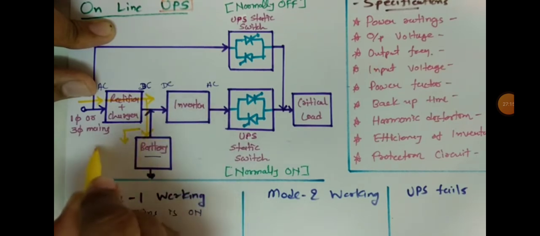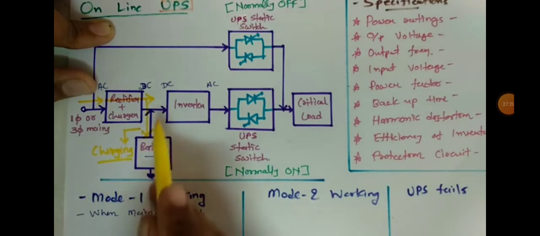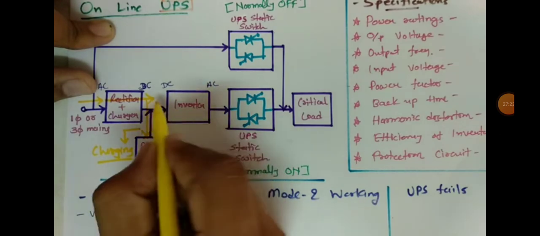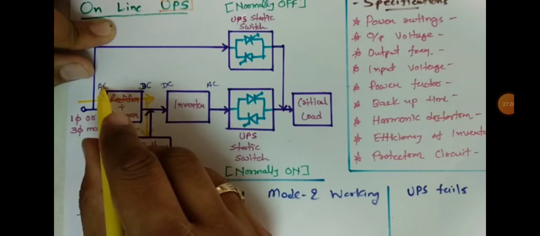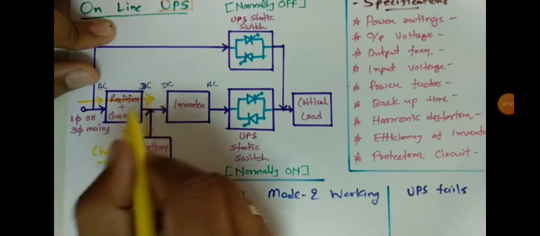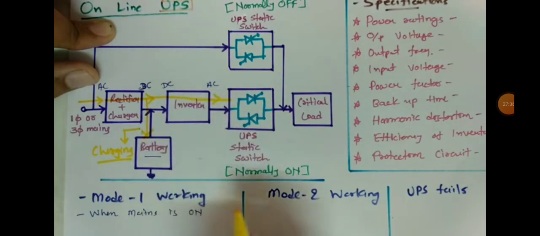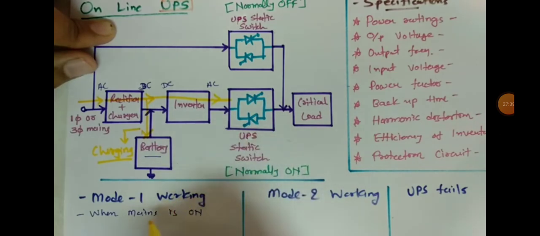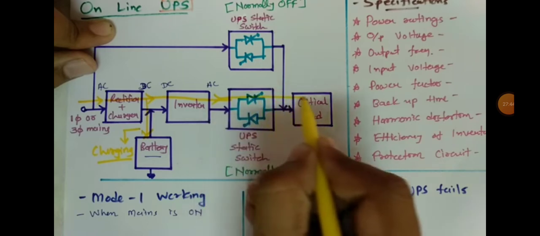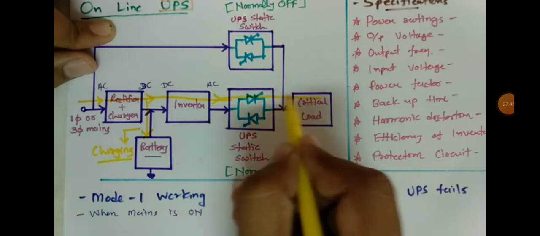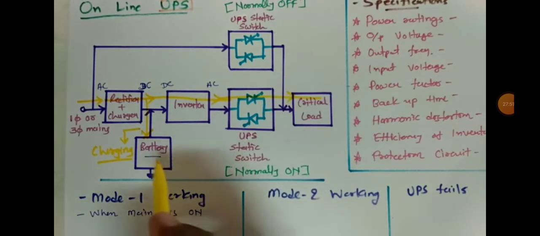So here charging is happening, and this mains signal translated to DC from AC by the rectifier is again given to the inverter, and that results in AC. And in this mode, the normally on switch is on. So this signal will be delivered to the load because this switch is on. So that is how this mode functions.